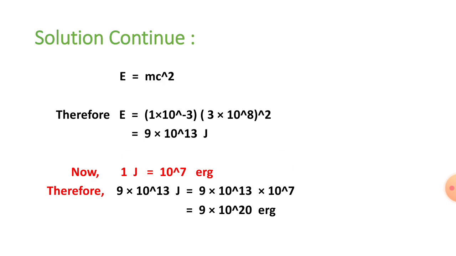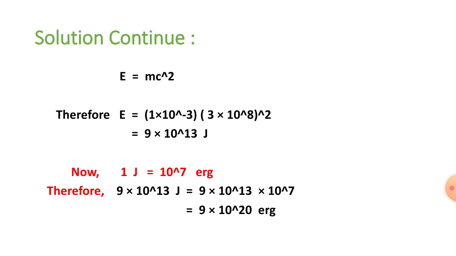We know the Einstein equation, E equals mc square, correct? Now we will put the given quantities into this formula. So E equals 1 into 10 raised to the power minus 3, which is the mass in kilograms, times 3 into 10 raised to the power 8 squared, from the mc square formula. This is the speed of light, correct? When we solve this, we get 9 into 10 raised to the power 13 joule. So we have got the answer in the first unit, which is joule.